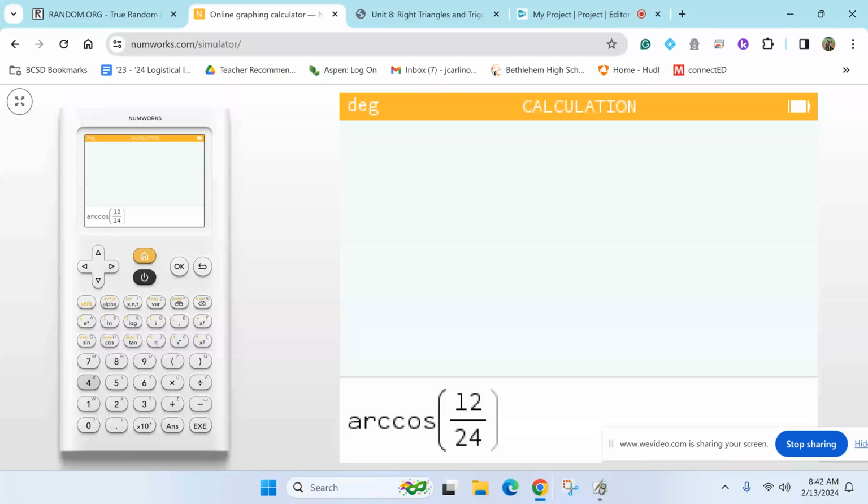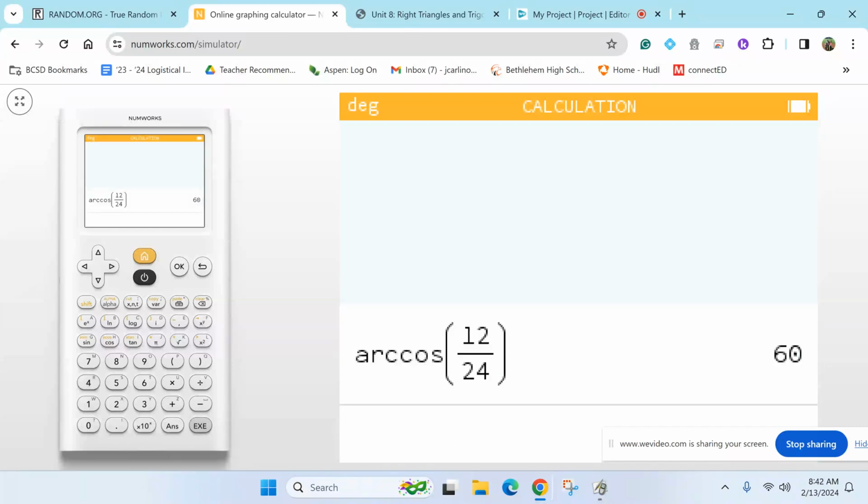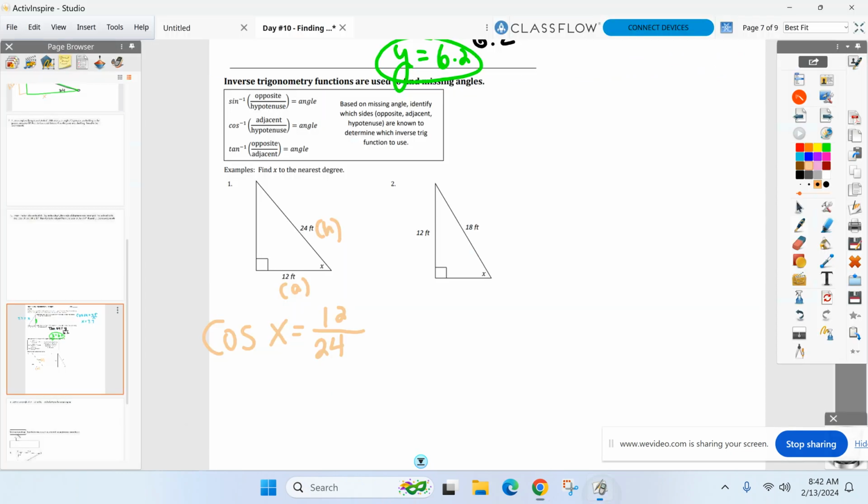So that's what you're asking your calculator right now. What degree measure has a cosine ratio of 12 over 24? Enter, and it'll tell you the angle measure, 60. So that's what we're going to use to find an angle going forward. No cross multiplying, shift, sine, cosine, or tangent. So 60 degrees.